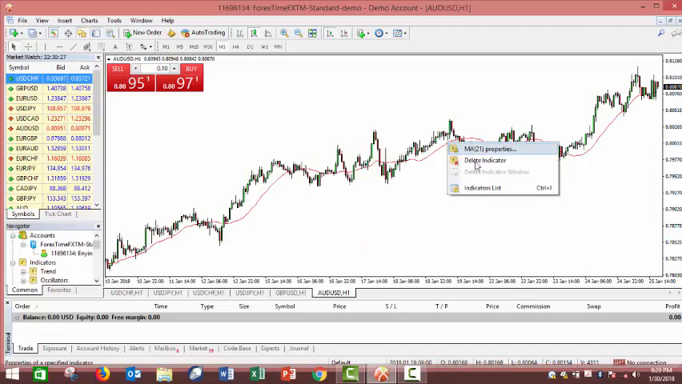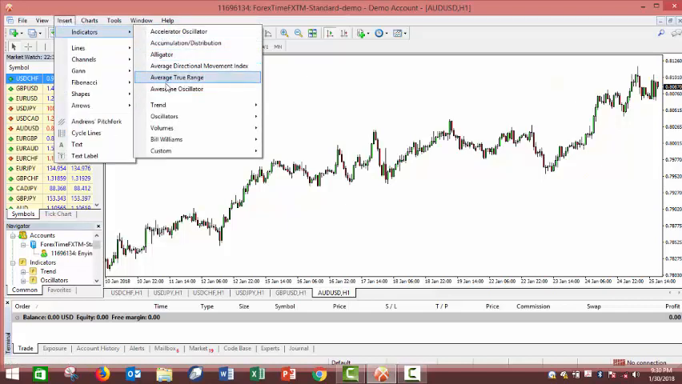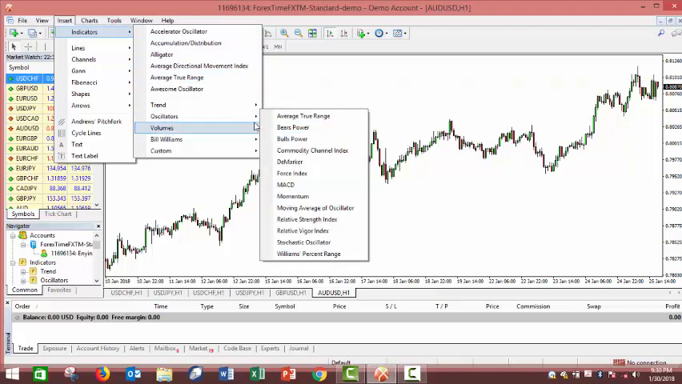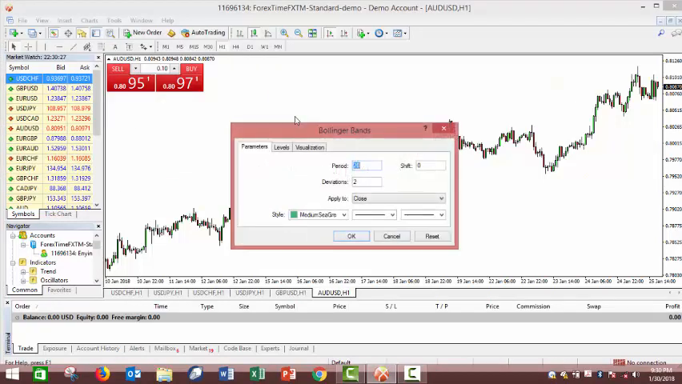This is a moving average. Let me delete it. Let me insert the Bollinger Band. Okay, this is it. Using this indicator, you use period 50, deviation is 2.